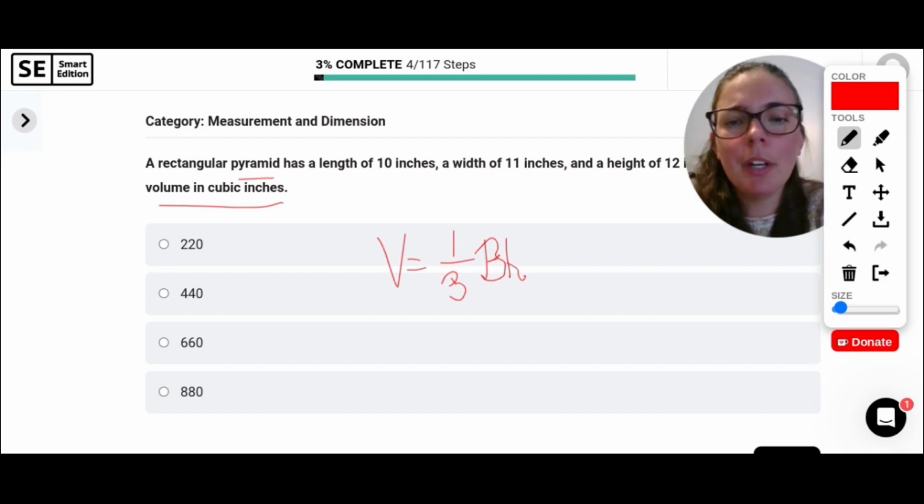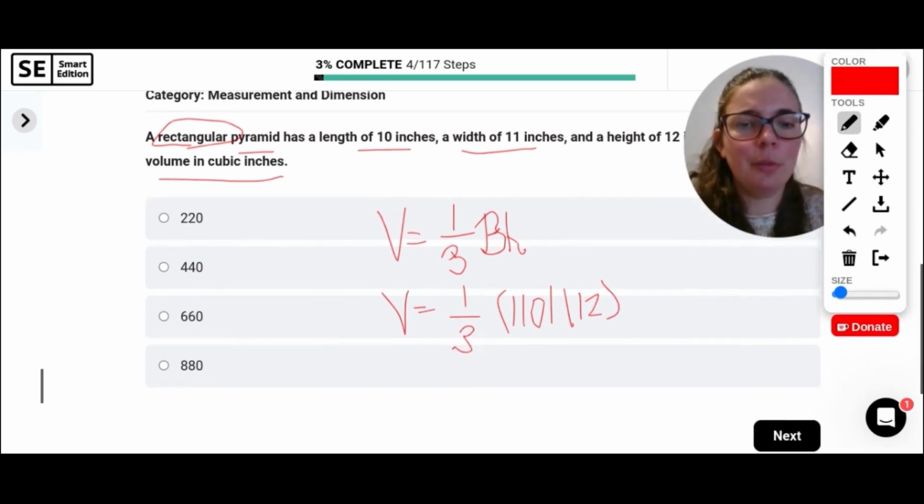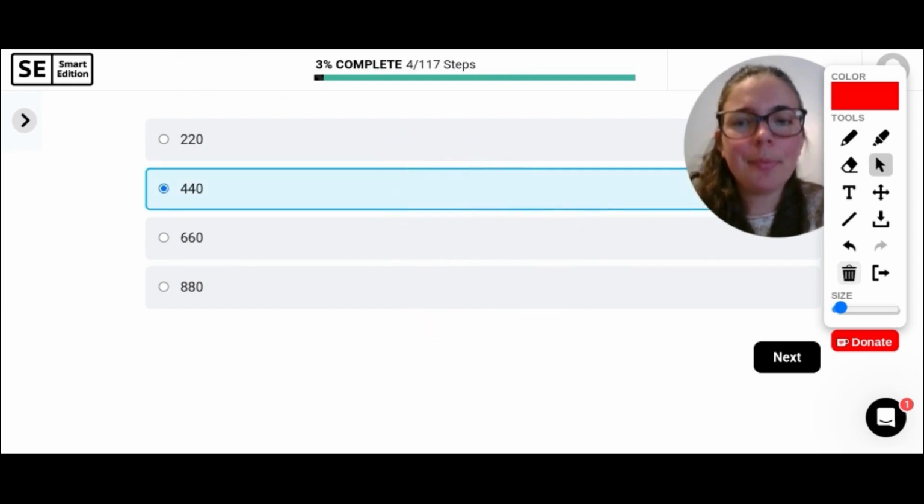So let's plug in what we know. We're going to find the volume. So area of the base. So the base is rectangular. This always tells you what type of base there is. So the length times the width will give me the area of the base. So 10 times 11 would be 110. And then the height is 12. So now all I have to do is use my calculator to multiply 1/3 times 110 times 12, and I should get 440 as my volume.